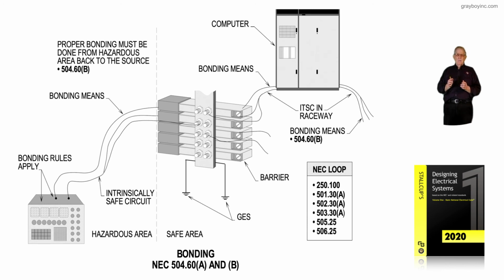Now, we get into this in great detail in the Stallcup's Design Book, Volume 2, Chapter 21. Our work there covers this in great detail. So this figure, 4-29, is dealing with the bonding of these circuits where raceways, enclosures, and equipment contain intrinsically safe circuits in accordance with NEC 504.60 A and B.